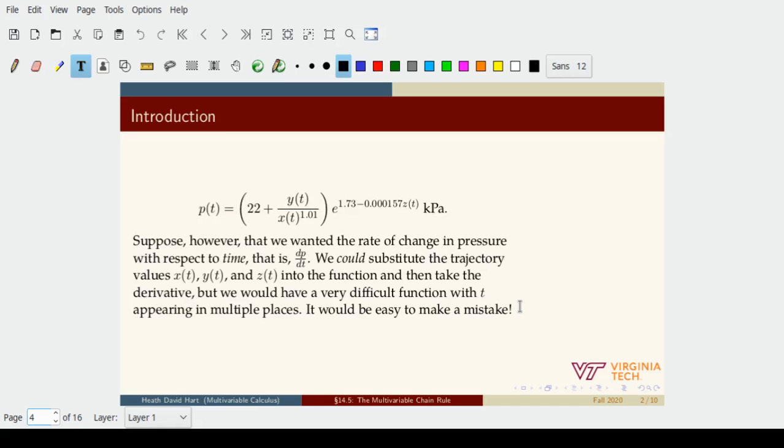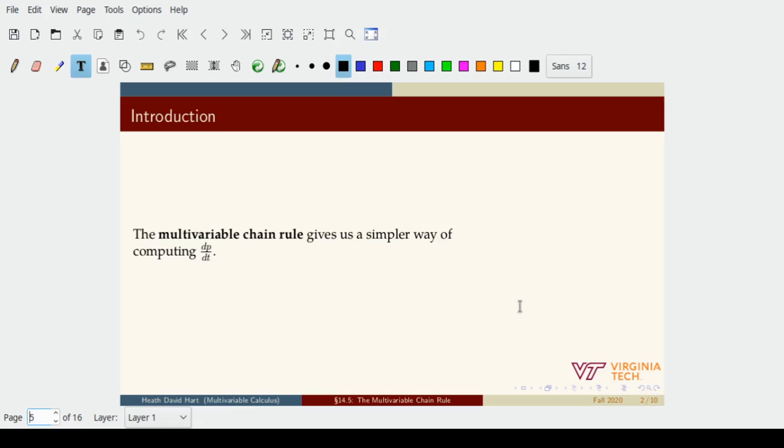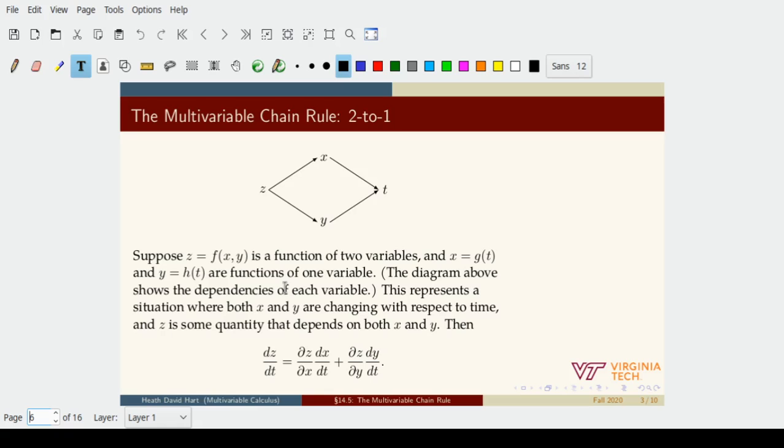And so what we want to do today is talk about a shortcut that gives us a simpler way of calculating dp/dt. It's called the multivariable chain rule. And we'll work through some examples and try to make this work. Okay? So let's look at our first example.